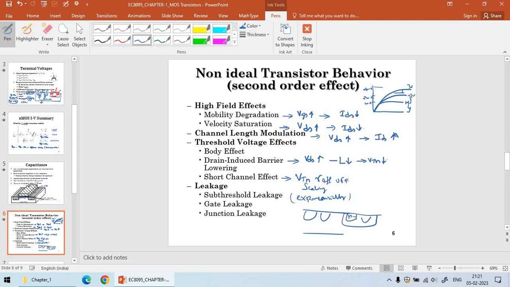So this is P plus, and this is P, this is N well. So this P material and N well is going to form a diode. This is going to again form a diode, and this P and this N well is going to create another diode, and this is P substrate, this is N plus, this is also N plus. So this is the diode.